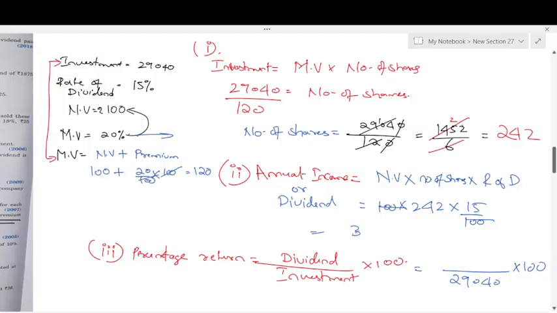So dividend is 3,630. That is correct. 3,630 divided by this. So 0 and 0 gets cancelled. Reduce this.